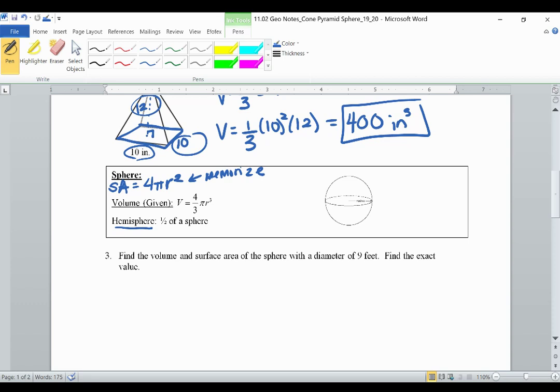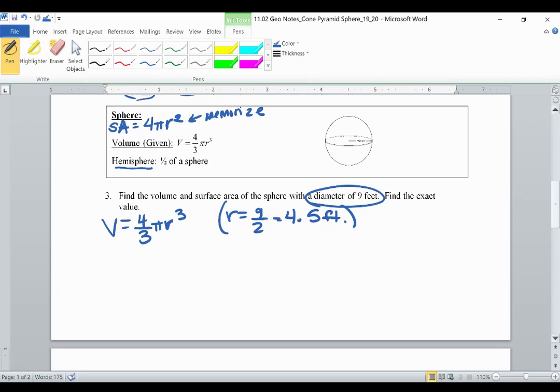All right, number 3. Find the volume and surface area of the sphere with a diameter of 9 feet. Find the exact value. All right, so let's first find the volume. So volume is 4/3 pi r cubed. It gave us a diameter of 9 feet. We want the radius, so we want to divide 9 by 2 to get 4.5 feet.